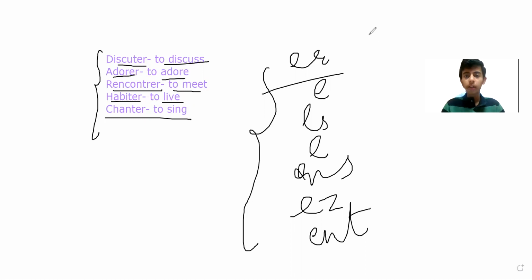Now we come to the exceptions. What are the exceptions over here? See, ger and cer ending verbs are the exception. How are ger and cer ending verbs an exception? Only in the case of the pronoun nous.